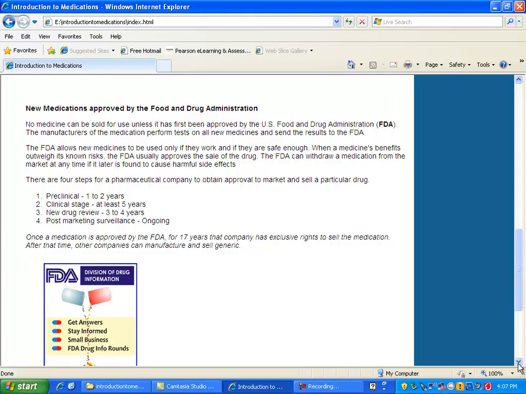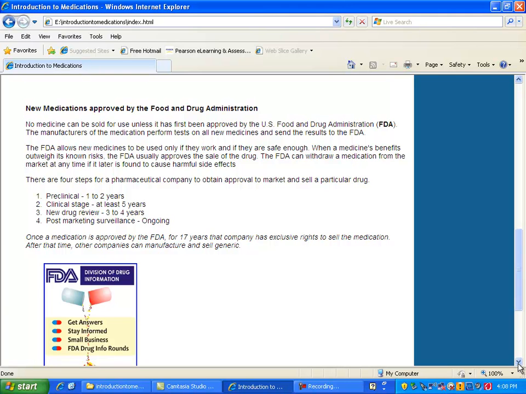The first stage is the preclinical stage. This process takes about 1 to 2 years. The manufacturers are simply looking to see, is this medication safe to give to people? The second stage is the clinical stage. This stage can take at least 5 years. Now they've determined that the medication is safe to give, but now they're looking at, is this medication simply effective in treating what it's supposed to treat?